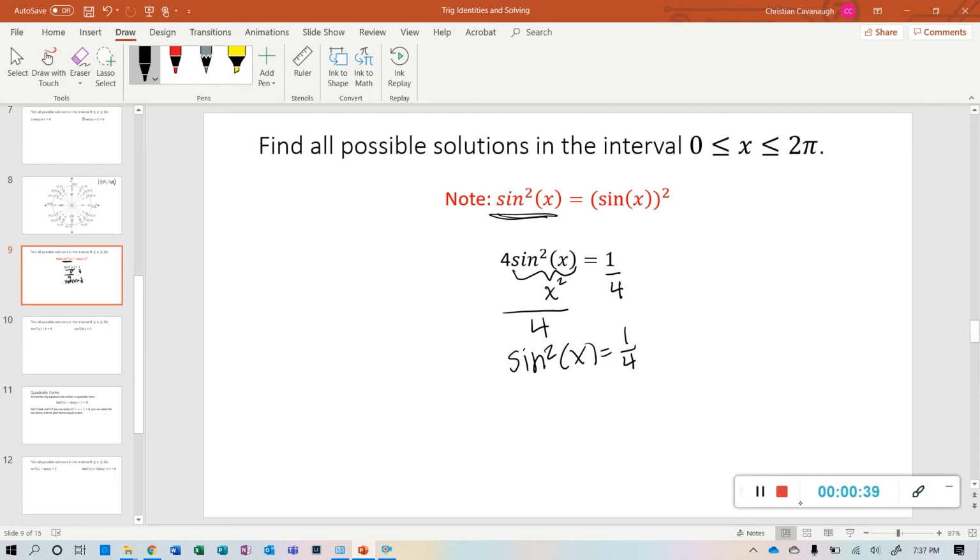So now that looks weird, but if you imagine sine squared x is just x squared, then you would have x squared equals 1/4. So if you had x squared equals 1/4, you would go ahead and take the square root on both sides. And so that's the same thing we're going to do here. We need the square root of sine squared x and the square root of 1/4. So the square root of sine squared x is just going to be sine x, because that's just sine x squared. And then the square root of 1/4, if you need to use a calculator, go ahead and do it, but it's 1/2. So now we have sine x equals 1/2.